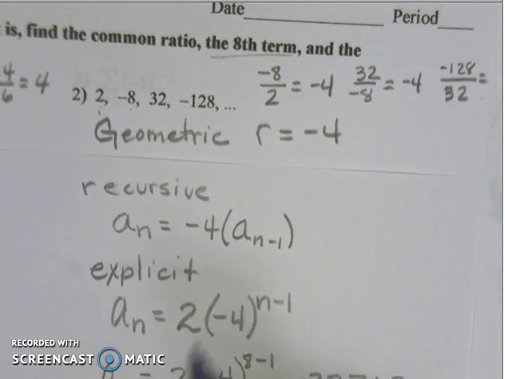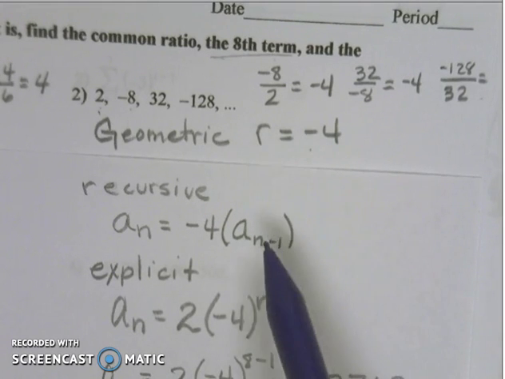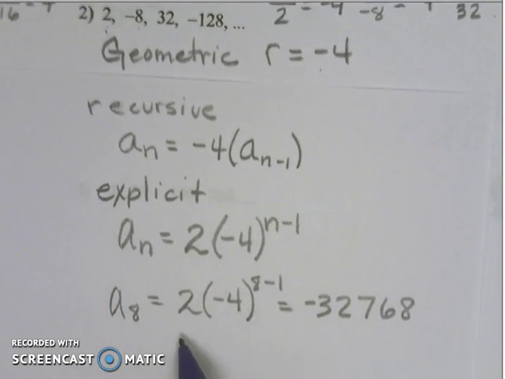This has reviewed with you, I hope, how to determine if the sequence is geometric and finding the common ratio, writing our recursive and explicit formulas, and then finding a given term when it asks for it. Again, these are geometric sequences.